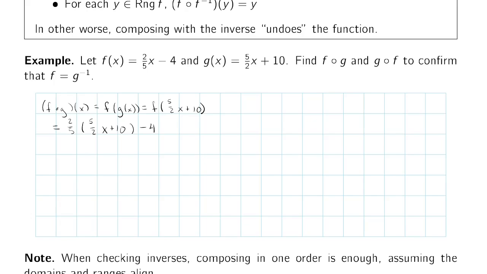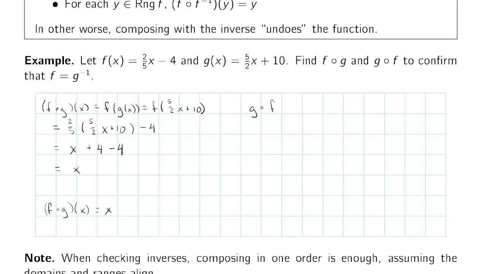Now we distribute. 2/5 times 5/2 is just 1. We're left with just x. 2/5 times 10, that's 4. And then x plus 4 minus 4, we just get x back. f composed with g of x just gives us x back.